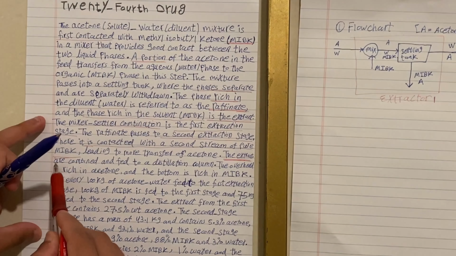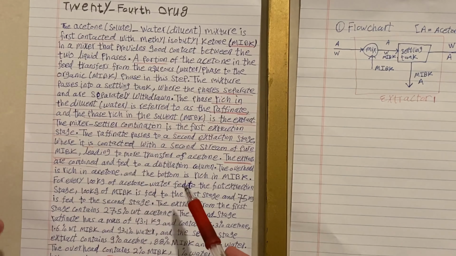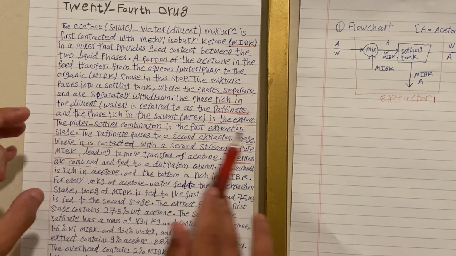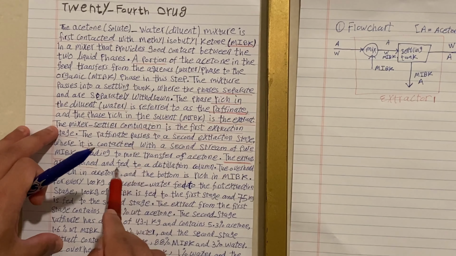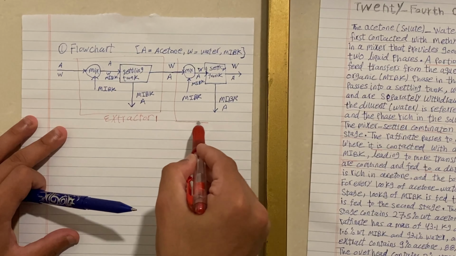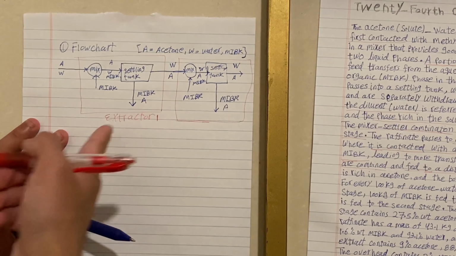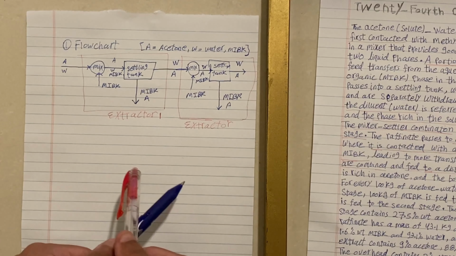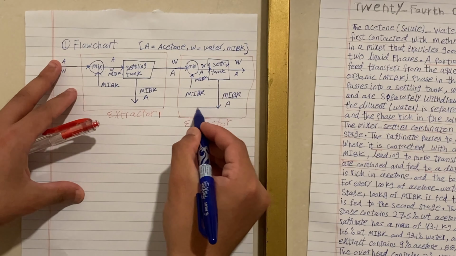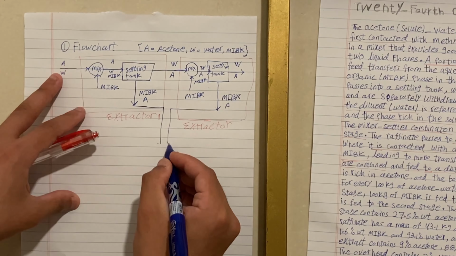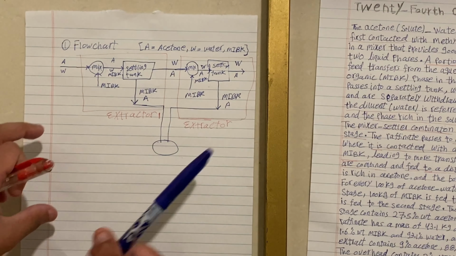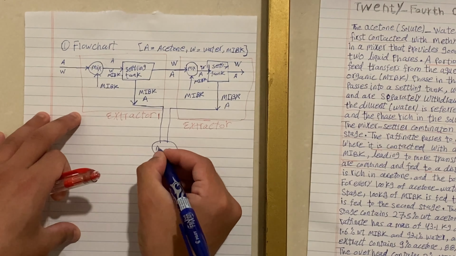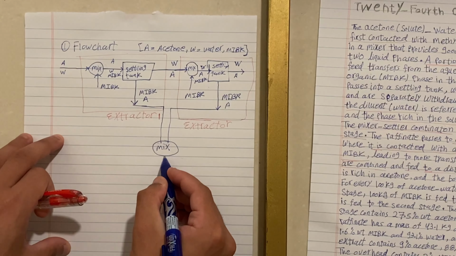What about them? They are combined, and you know what is combined, mixed and fed to a distillation column. Fed means entering. This will be the second extractor. This is extractor 1. This will be extractor 2. Both of them will be mixed together now. So we'll take this and we'll take this and we will mix them together in an ellipse shape mixer, and then they will go to a distillation column.